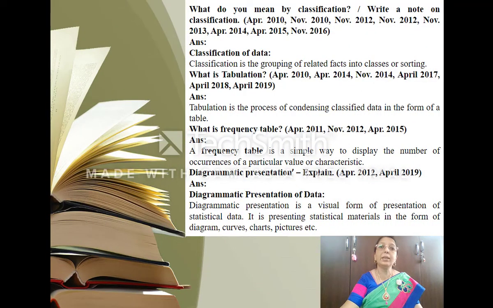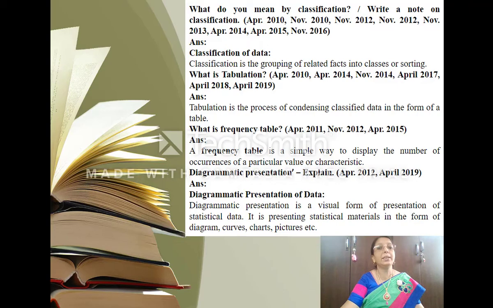Classification of data is nothing but grouping the data into classes. So we are actually sorting the data. So that is classification of data. And tabulation is putting the classified data into the form of a table. So when the data that we have sorted is put into a table, it's called tabulation.